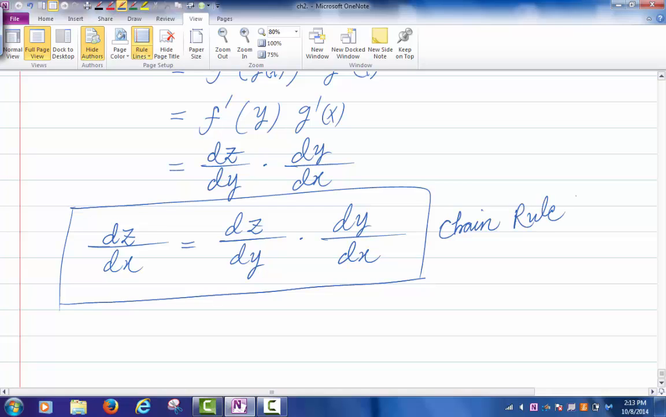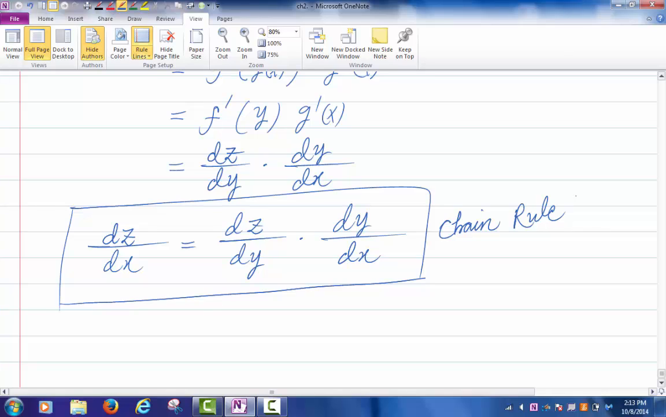And in practice, in physics and other places, often people like to use that notation, and it's really helpful. So basically, suppose you have an applied problem where you have three variables x, y, and z. You need to know the rate of change of z with respect to x, but somehow you don't have a direct formula for z in terms of x.